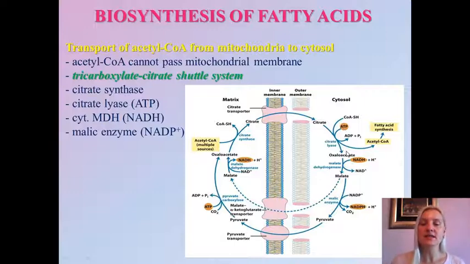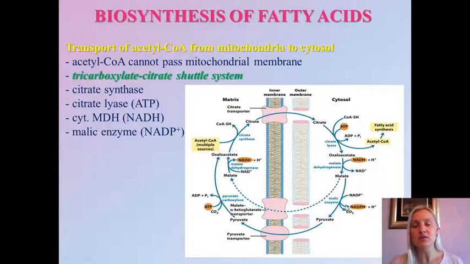Oxaloacetate is then converted by malate dehydrogenase to malate, and malate can pass mitochondrial membrane and enter mitochondrial matrix again to be converted by mitochondrial malate dehydrogenase to oxaloacetate and close the cycle.